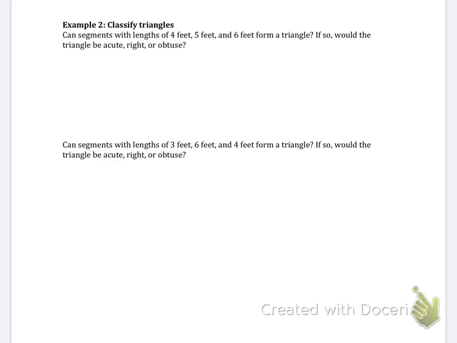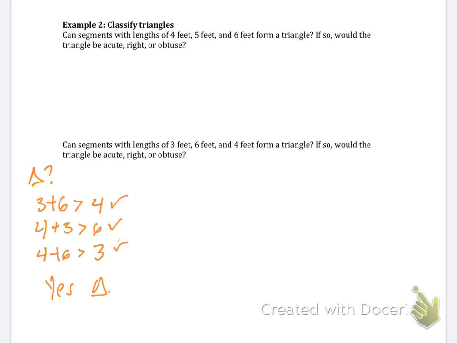The next one asks, can the segments with lengths 3, 6, 4 form a triangle? If so, what type of triangle would it be? So remember, first to tell whether it can be a triangle, the rule is the sum of any two sides must be greater than the other side. So 3 plus 6 is greater than 4. 4 plus 3 is greater than 6. And 4 plus 6 is greater than 3. So yes, it's a triangle. And now we have to test to see what type of triangle it is.